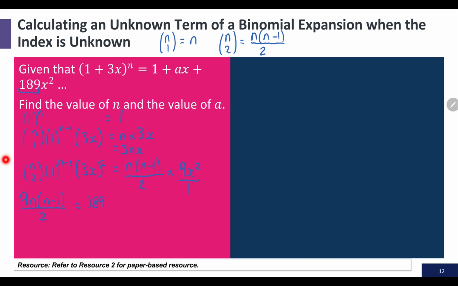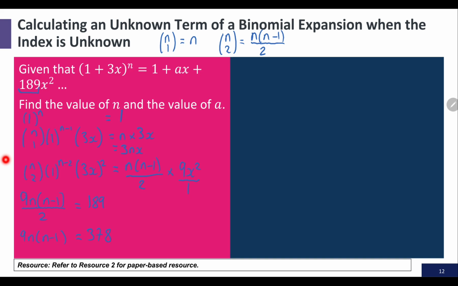Just have a look. Where did that come from? Hopefully you spotted it, look. It's the 189 up there. So how am I going to solve something like that? Now, it's like the previous examples from earlier in the video. I might run out of space here, so I might need to rub some stuff out. So let's multiply through by 2. 9n(n minus 1) is equal to 189 times 2, 378.